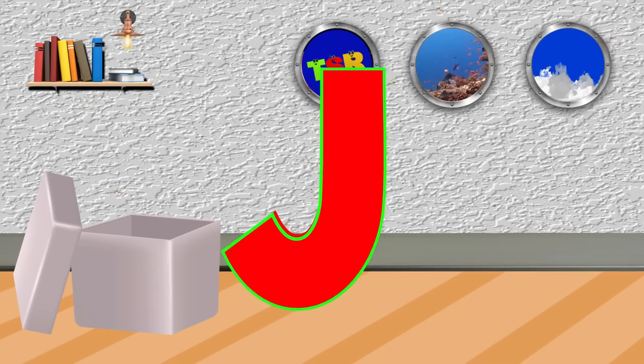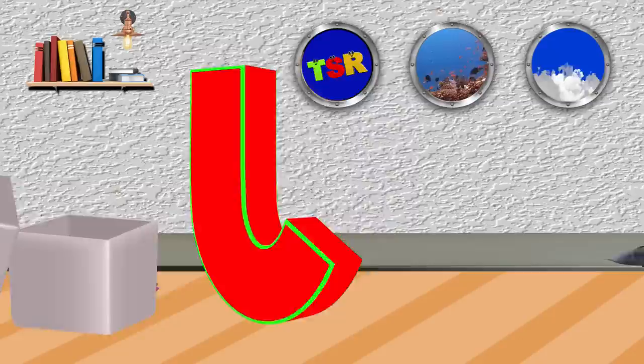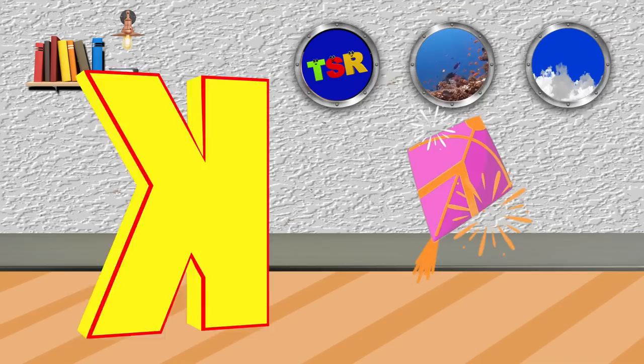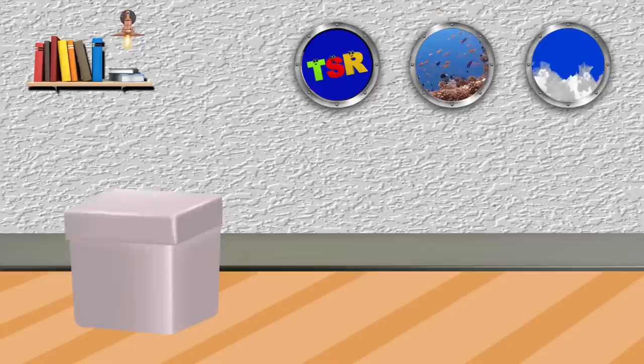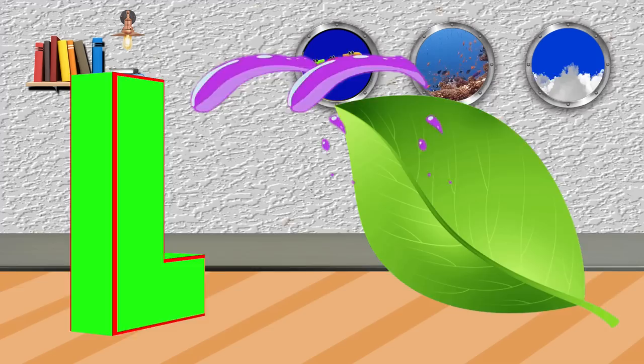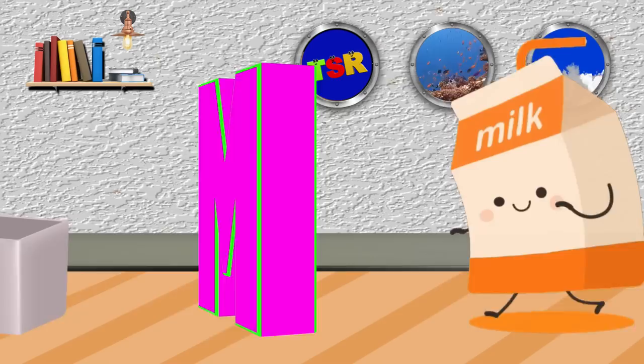J for jet. K for kite. L for leaf. M for milk.